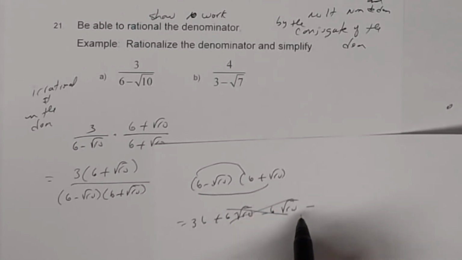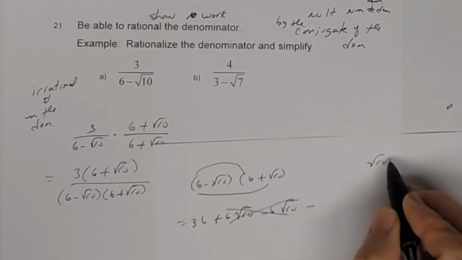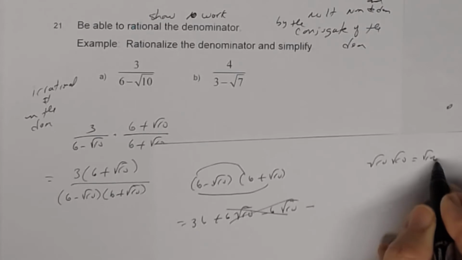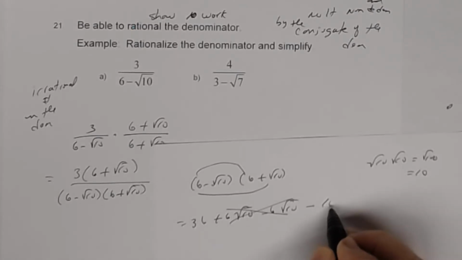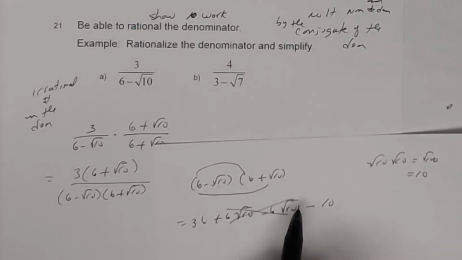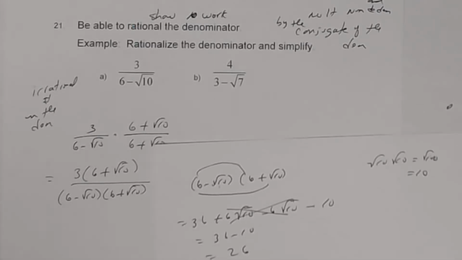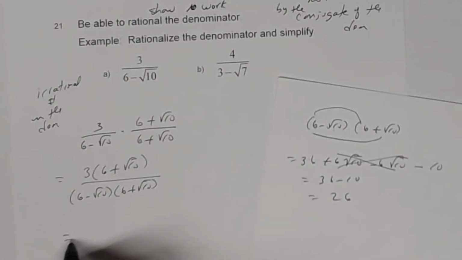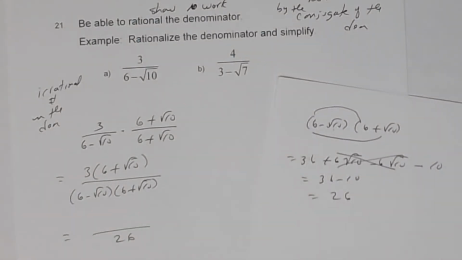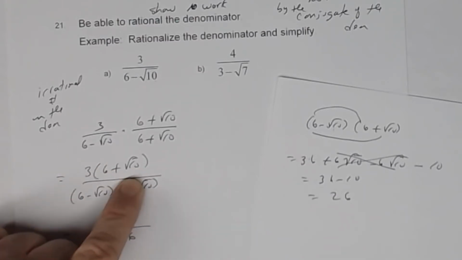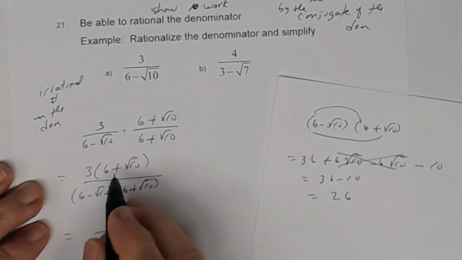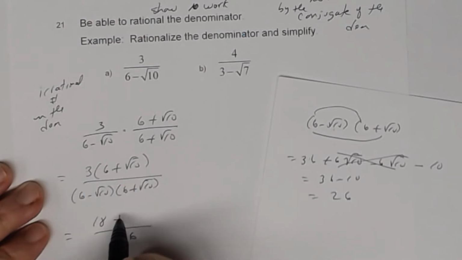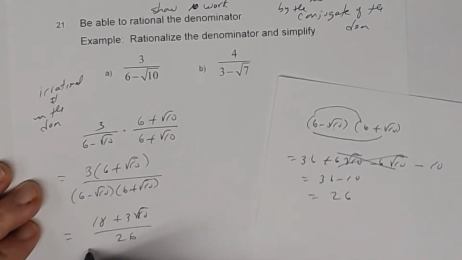A negative times a positive is a negative. The square root of 10 times the square root of 10 is the square root of 100, right? Which is 10. So square root of 10 times square root of 10 is 10. So you get 36 minus 10, which is 26. So the denominator becomes 26, which is a rational number. And then just go ahead and multiply the numerator out. So you get 3 times 6 is 18, and then 3 square root of 10. And so there's your answer.